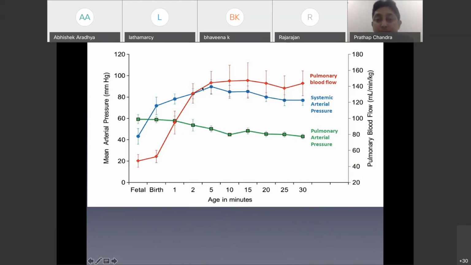And the pulmonary arterial blood flow will increase at the time of the birth, right? And at the same time, your pulmonary pressures gradually start decreasing. It will take, in some instances, up to 3 months for the pulmonary arterial pressures to normalize. And systemic arterial pressure goes up just after the birth. How does it happen?